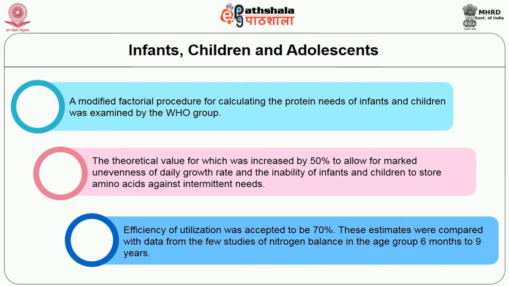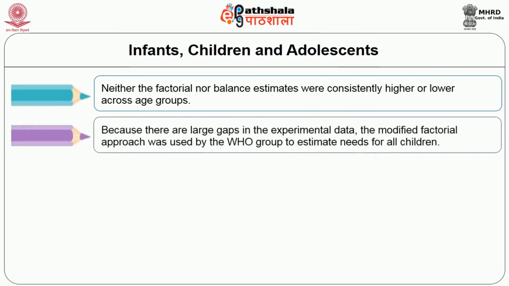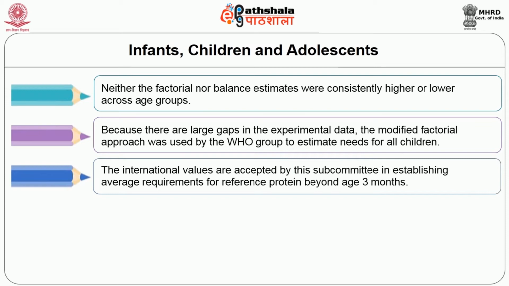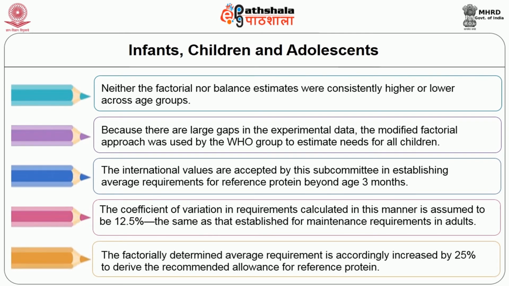These estimates were compared with data from the few studies of nitrogen balance in the age group of 6 months to 9 years. Neither the factorial nor the balance study estimates were consistently higher or lower across the age group. Because there are large gaps in the experimental data, the modified factorial approach was used by the WHO group to estimate needs for all children. The international values are accepted by this subcommittee in establishing average requirements for reference protein beyond the age of 3 months. The coefficient of variation in the requirements calculated in this manner is assumed to be 12.5%, the same as that established for the maintenance requirements in the adult. The factorially determined average requirement is accordingly increased by 25% to derive the recommended allowances for reference protein.